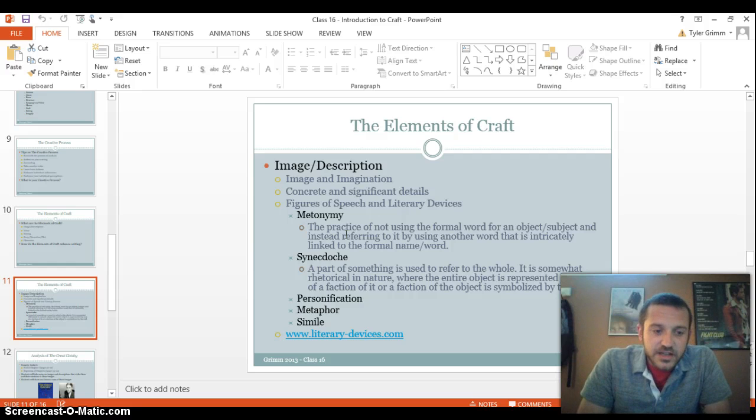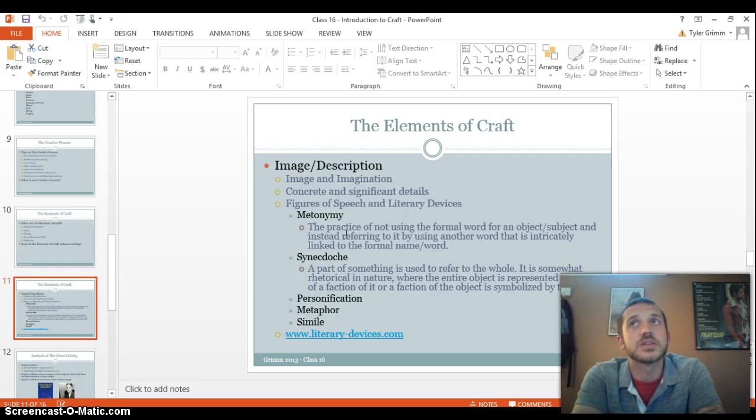So the crux of imagery, description, and details is that you want to use these elements in a way that aids the reader in picturing the story, in imagining the story, the setting. That being said, you don't want to overuse them. You want to provide the reader with the details, imagery, and description that are necessary for them to understand what you're trying to show them. That being said, there are some times where you can use just generalized descriptions.